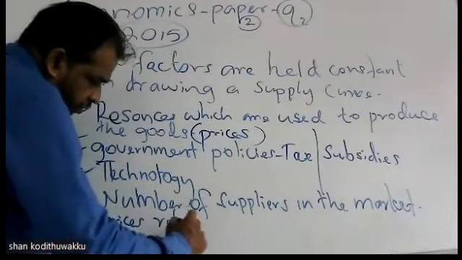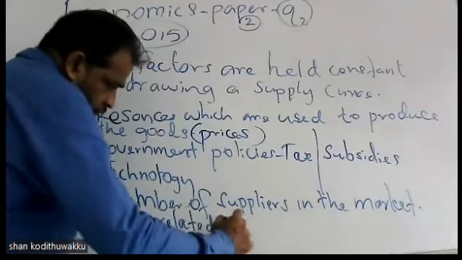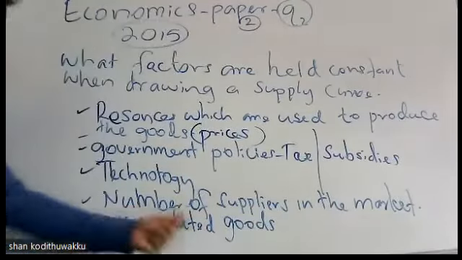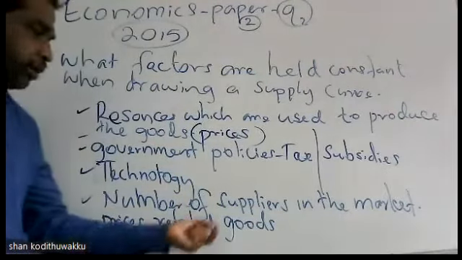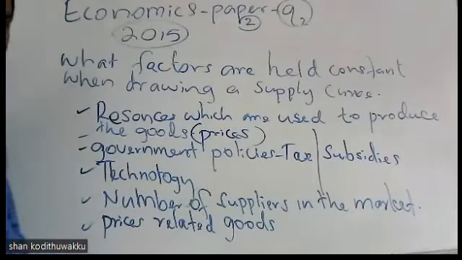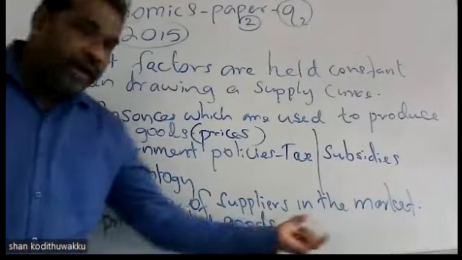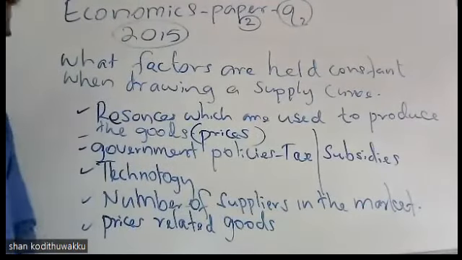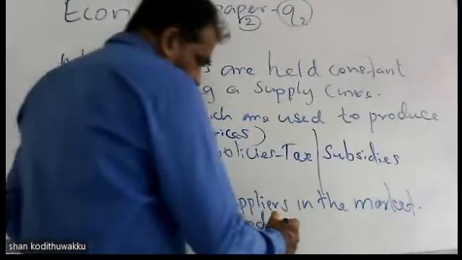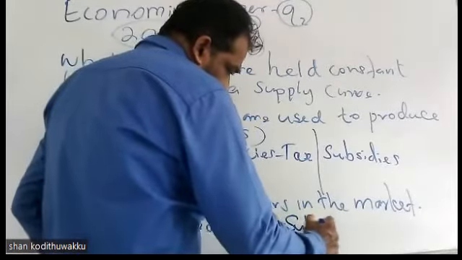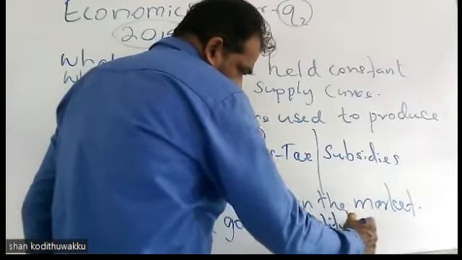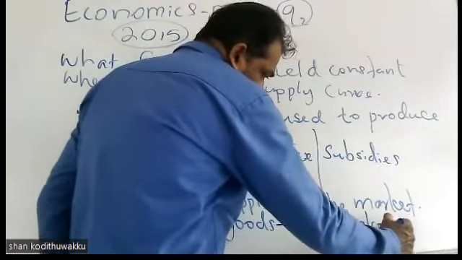Then we assume that prices of related goods are also held constant. For example, prices of substitutes and complementary goods.